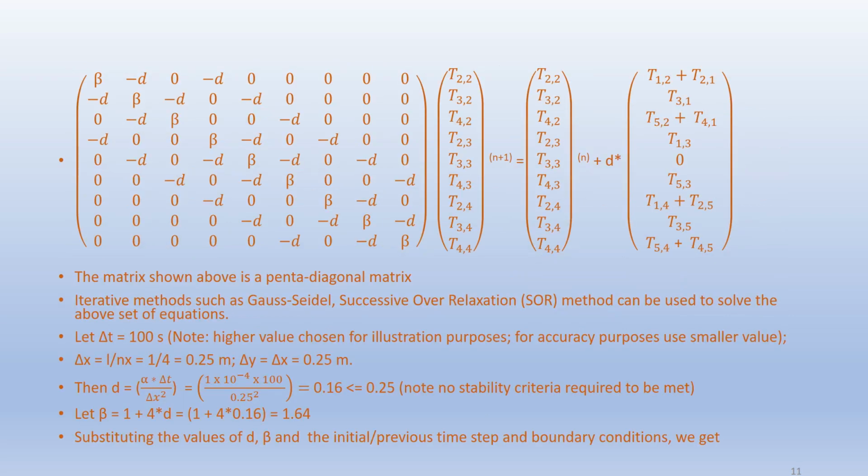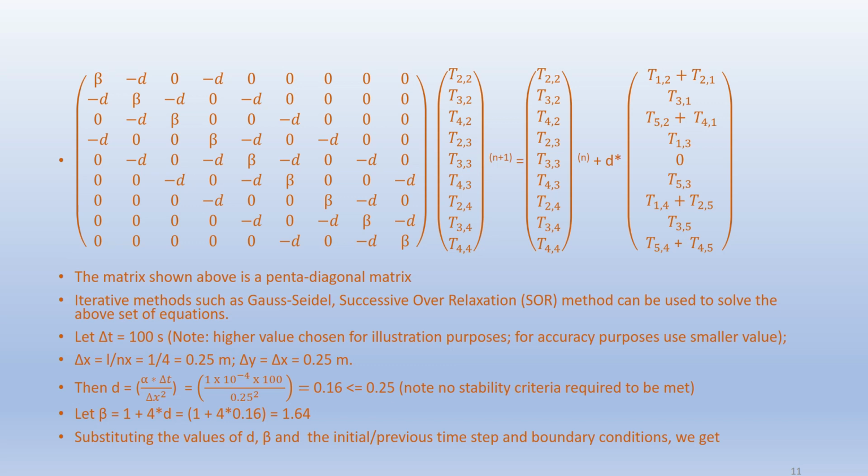the following set of equations as shown here, arranged in a matrix form. The matrix shown above is a pentadiagonal matrix. Iterative methods such as Gauss-Seidel or successive over relaxation can be used to solve the above set of equations.